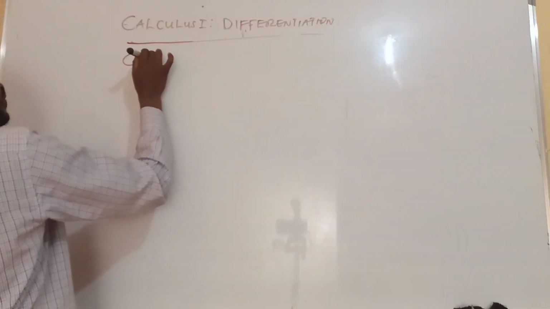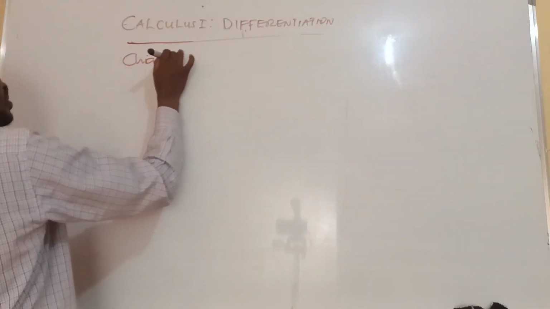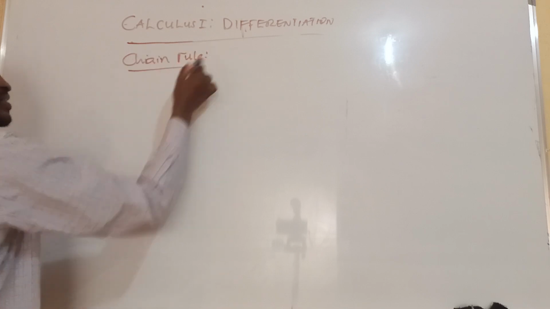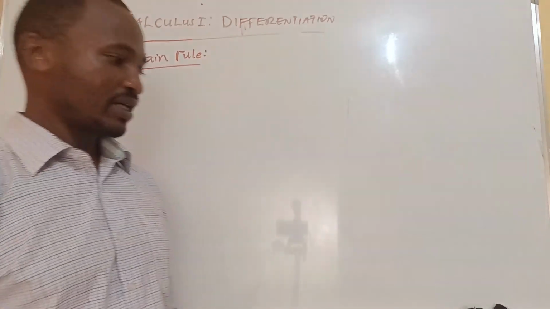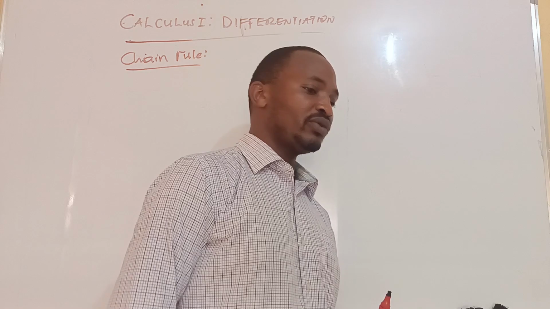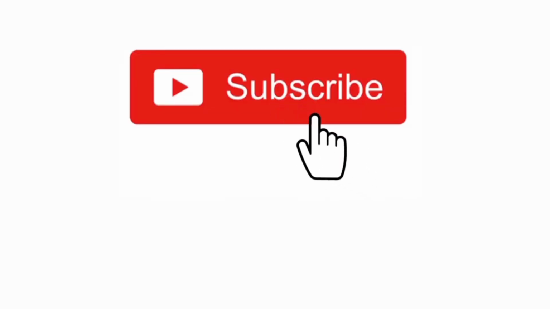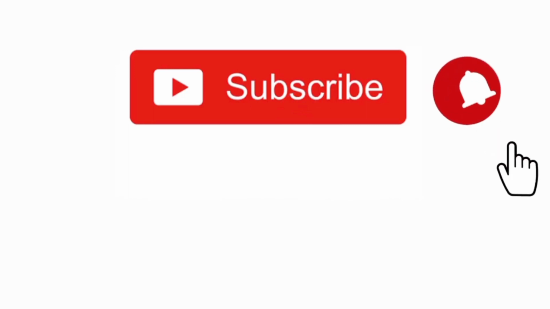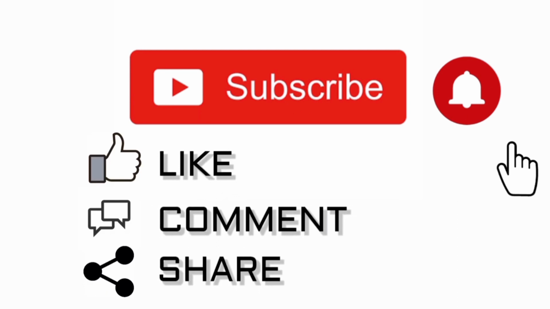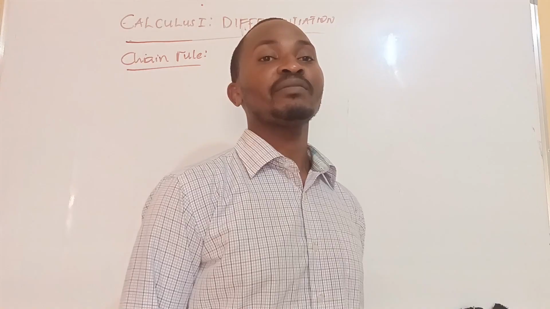Let's start with the first method of differentiation, which is the chain rule. I've checked a number of past papers, and you don't get a question directly on the chain rule, but the chain rule is applied in other methods. We are just going to discuss the chain rule so that we can apply it in other methods.